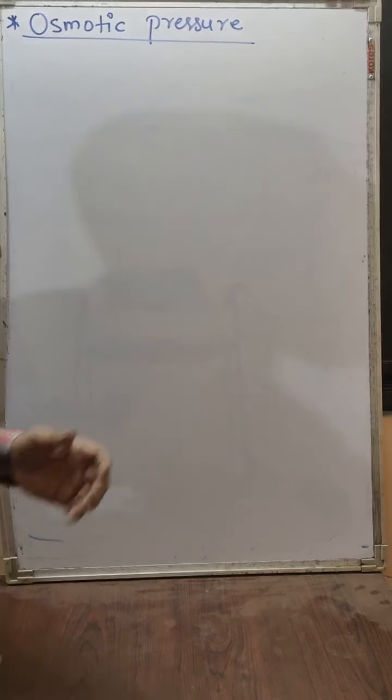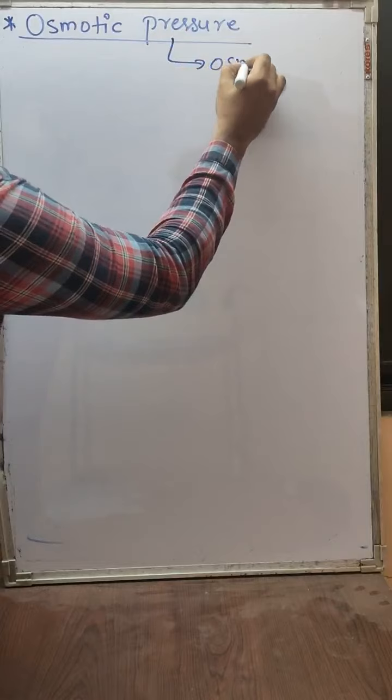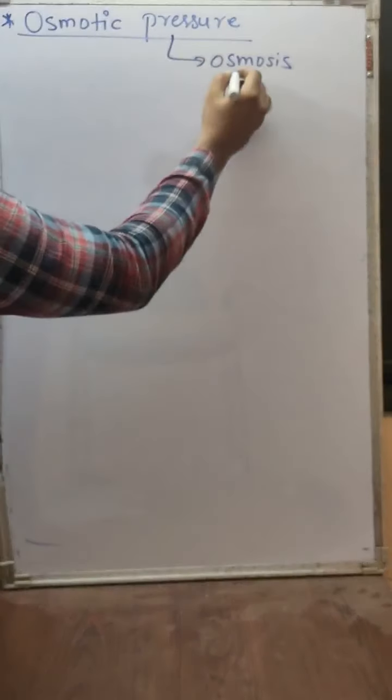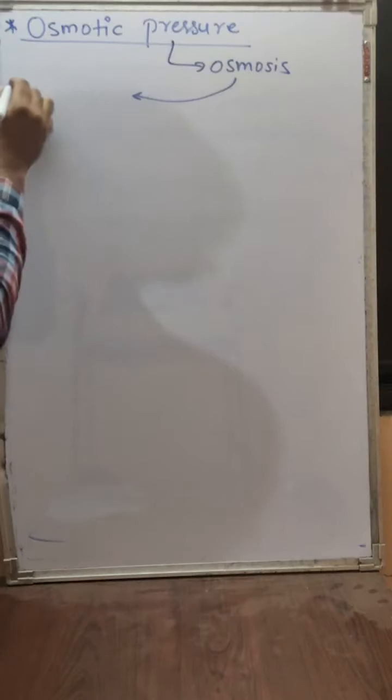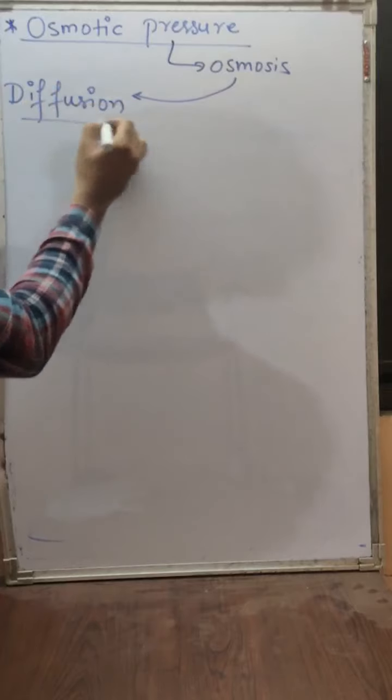Hi students, so we discussed with the same chapter today, that is solution and colligative property. In the last lecture we discussed the third colligative property, that was depression in freezing point. Now in today's lecture we will discuss the last colligative property, that is osmotic pressure. Before going to the osmotic pressure, first we should know what is meant by osmosis, and in order to study osmosis we should know what is meant by diffusion.